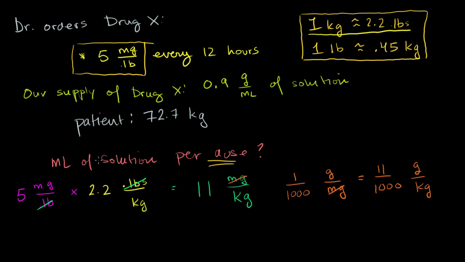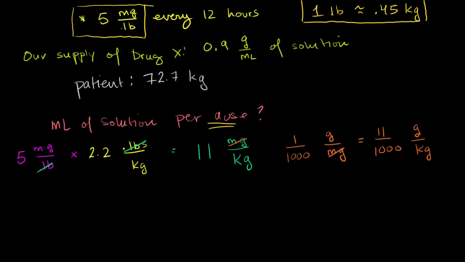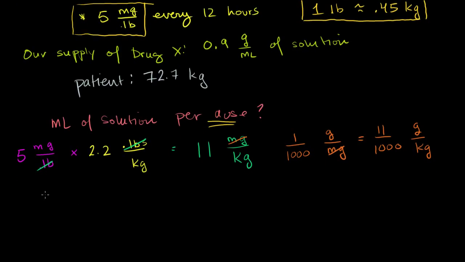So now we have everything in terms of grams, but we want it in terms of milliliters. The question is, how many milliliters of solution per dose? So let me go down here on this line right here. We had this result. We have 11 over 1,000. I won't do the division just yet. Grams of drug X per kilogram. We've just rewritten this dosage information in different units.